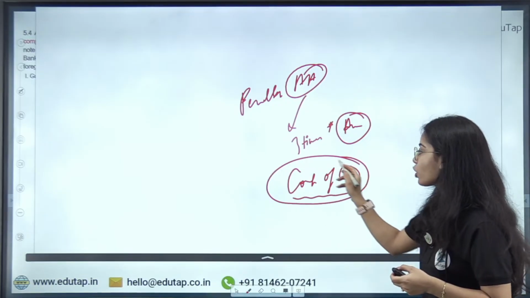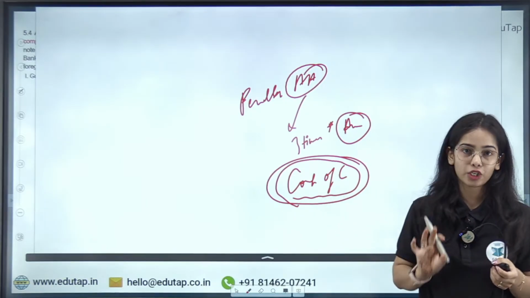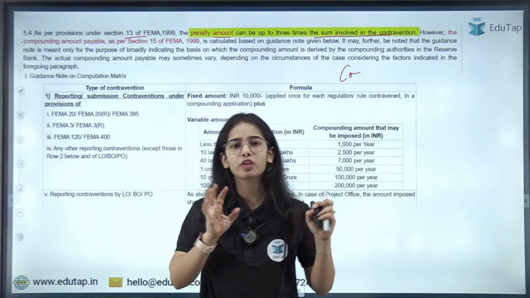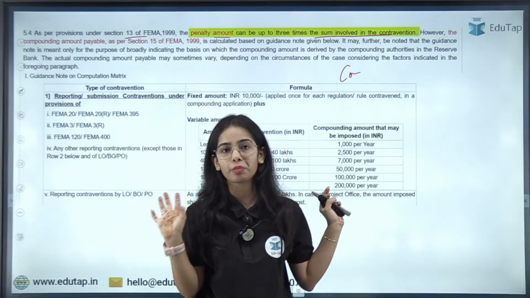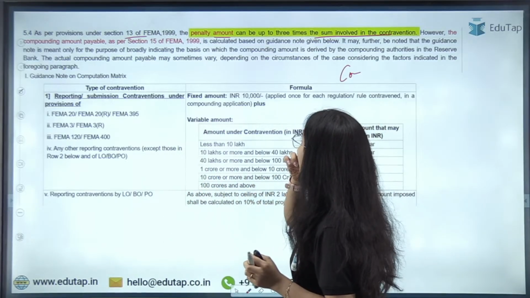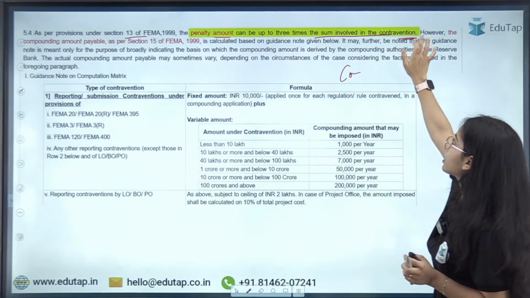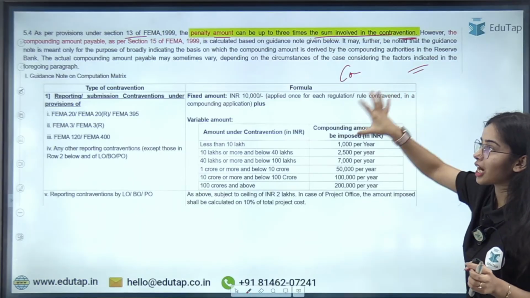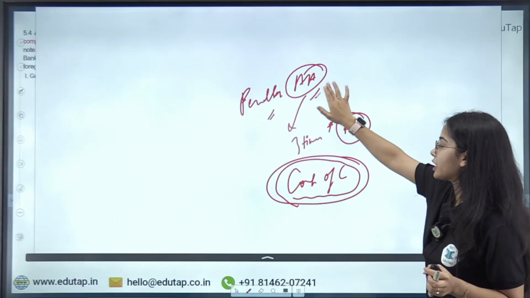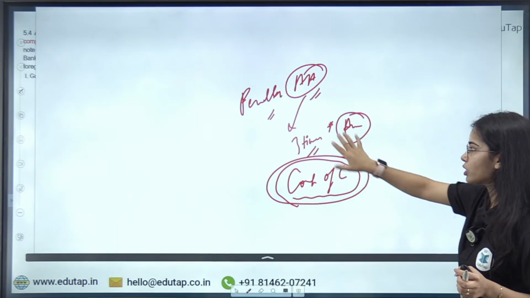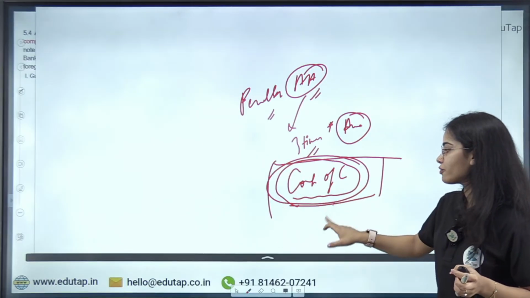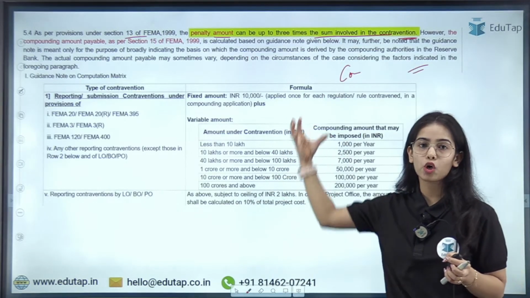So in the case of compounding of contravention, the fines are usually lower, and the fines are determined on the basis of this chart. Now remember that there are hundreds of numbers given in this master direction. You do not have to remember the number. Just remember what is the contravention that can happen. So penalty amount can be up to 3 times the sum involved in the contravention. Now let's understand how much RBI can charge if the compounding of contravention is happening. In the case of penalty, the adjudicating authority can charge up to 3 times of the amount. But in case of compounding of contravention, usually the fines are lower, and the compounding amount is decided on the basis of this table.